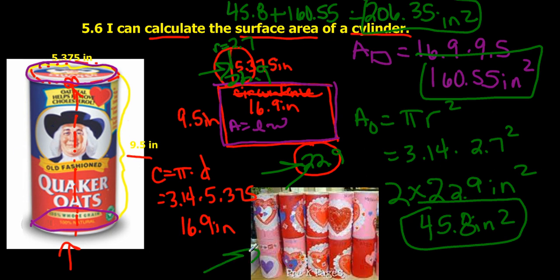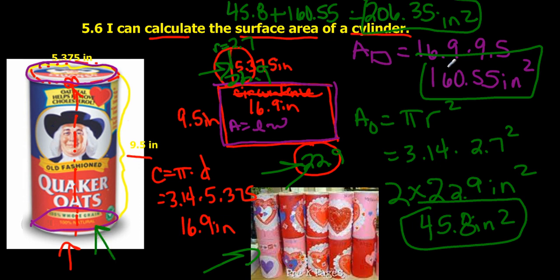That's how much paper I'm going to need to be able to cover all of the different spots to make the most awesome Valentine cylindrical container ever. And my daughter will be so super excited. Now the thing is, just look at this page. This was all one problem, right? Finding the surface area of this Quaker Oats container.